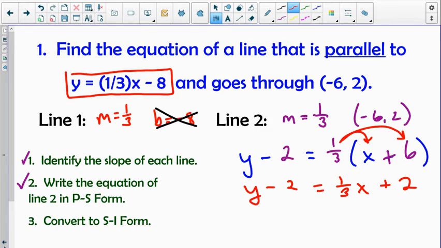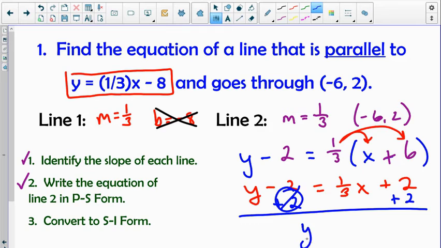And then finally, if I want to get slope-intercept form, I have to get y by itself. So I want to add 2 to undo the -2 so that this cancels out. That will leave me with my final answer, the equation in slope-intercept form, y equals 1/3 x plus 4.